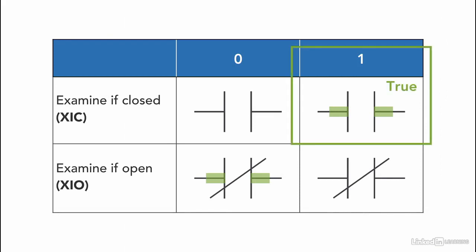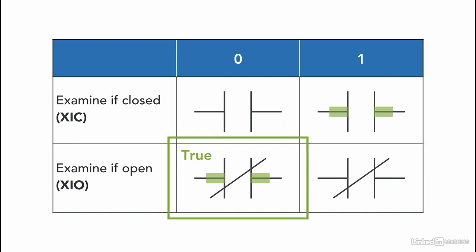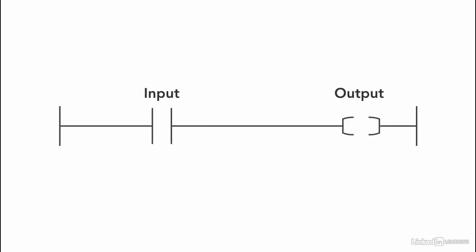XIC is true when the logic state is 1. XIO is true when the logic state is 0. So try not to associate 1 with true. Inputs are written on the left side of the ladder logic.